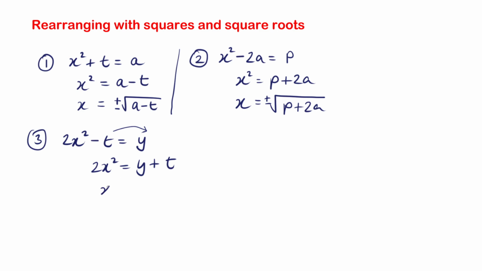So we divide both sides by 2 first. So it would be y plus t all divided by 2. And now we can do the square rooting. So we square root everything on the right hand side, because everything on the left hand side is being squared. So that's fine to do. And obviously put plus minus in front.